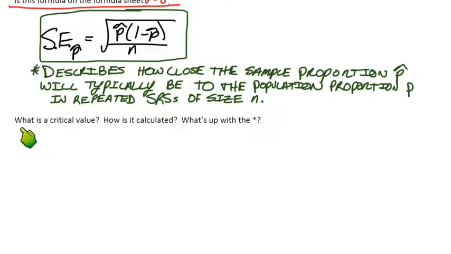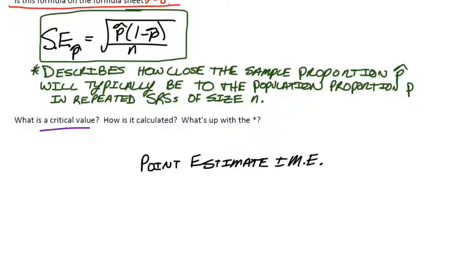And then the next part here, it says, what is a critical value? We talked about that a little bit in the last notes. How is it calculated? And what's up with the star in the formula? So we know this so far. When we build our confidence intervals, we start with a point estimate, like an X bar or a P hat, whatever our sample data is. And then we do plus minus some margin of error. That's how we build our interval.